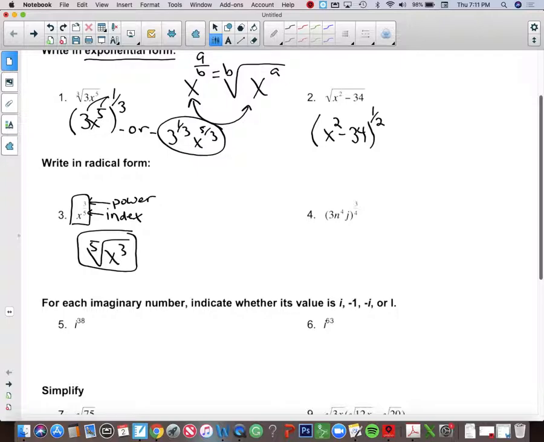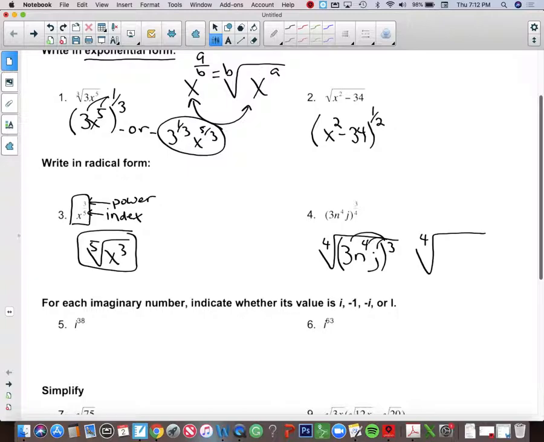And then over here, we got the 3/4 power. So 4 is my index, and then I have 3n to the 4th j. All of that on the inside is being cubed. Okay, that would be sufficient. We could, if we wanted to, take that exponent and give it to everything. So it would be this.